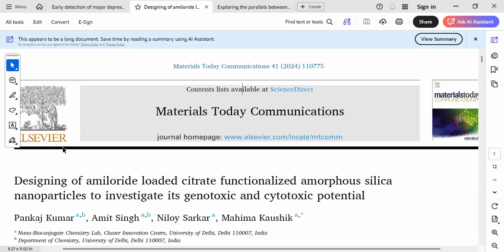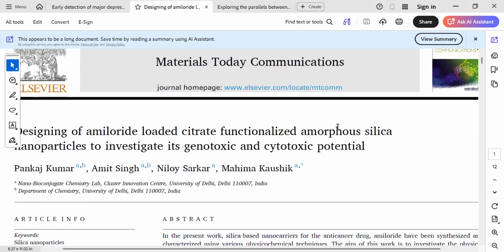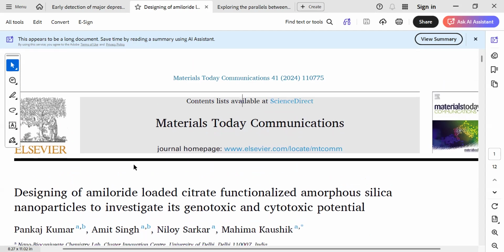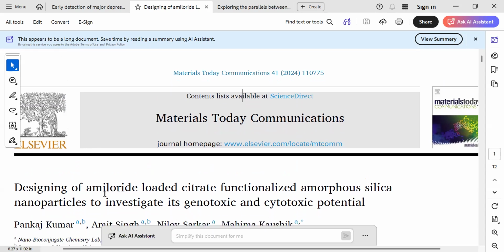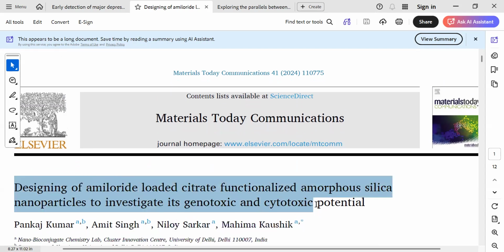So this is an Elsevier publication, because Elsevier is one of the biggest publishers of science, and there are thousands of journals which it publishes every month. Materials Today Communications is one of the journals published by them, and all contents are available on ScienceDirect. The title of the research paper is Designing a Famotidine Loaded Citrate Functionalized Mesoporous Silica Nanoparticle to Investigate its Genotoxic and Cytotoxic Potential.